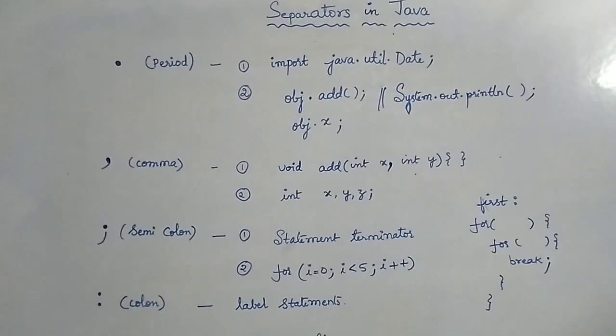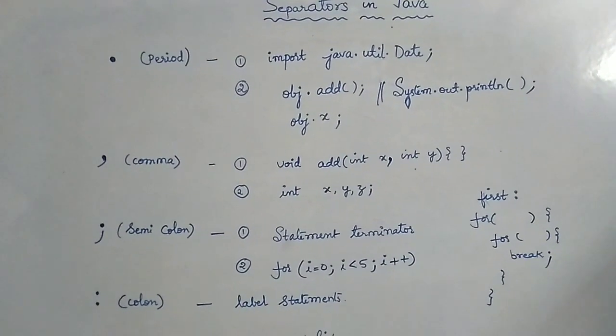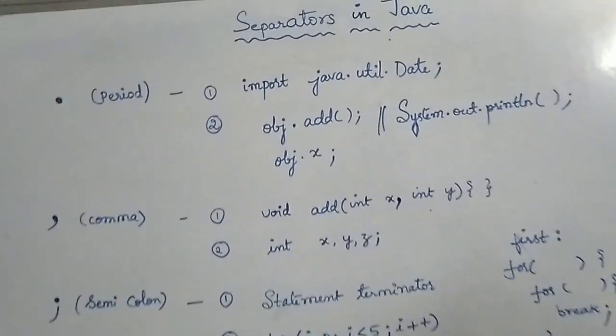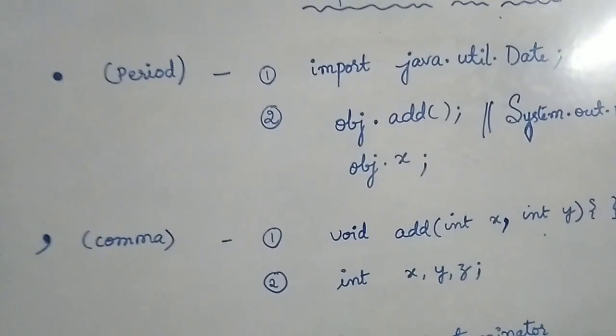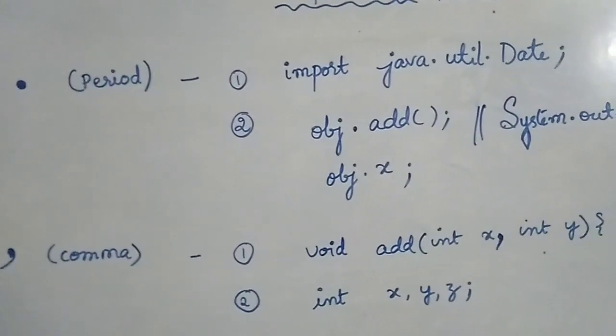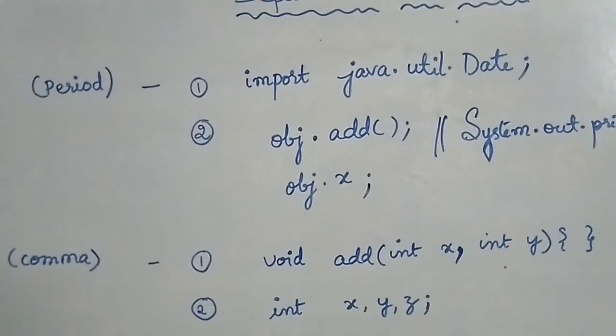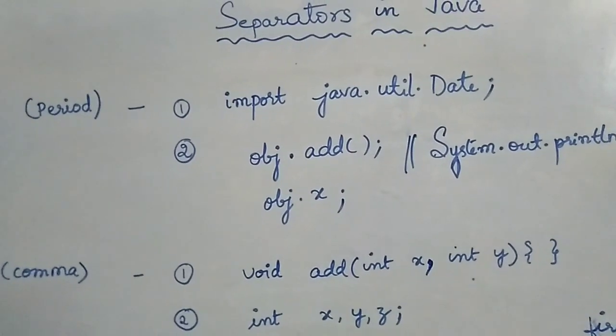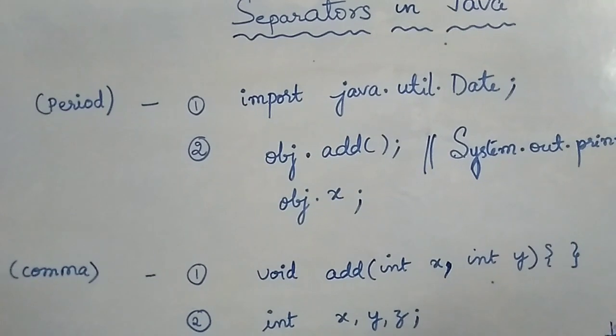The punctuators are, the first one is period. So we'll see what period is used for. It is also called dot. This is used to separate the package names from the sub-package name and class name. So we'll be using this statement.